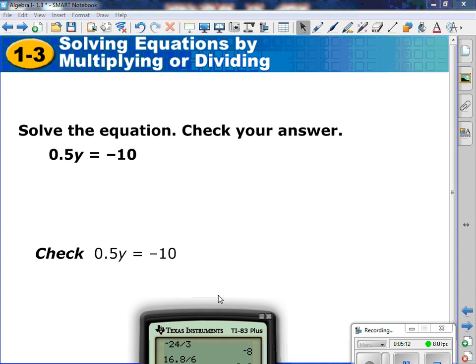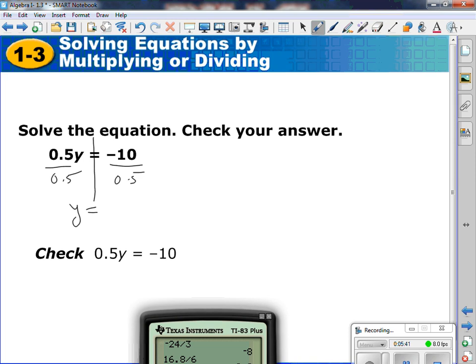How about this one? 0.5y equals negative 10. All right, on this problem, draw my wall. Where's the variable? On the left. What operation is happening? Multiplication. How do I get rid of multiplication? Divide by 5/10. Divide by 5/10.